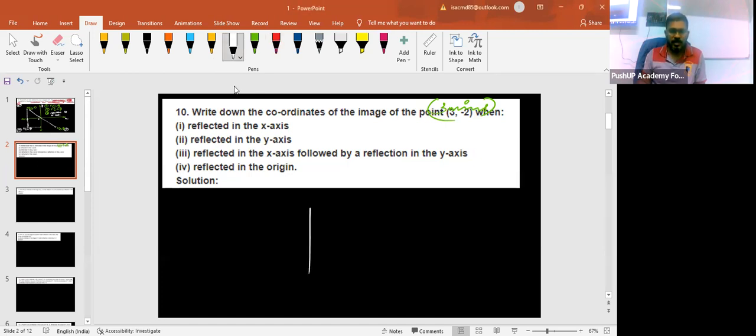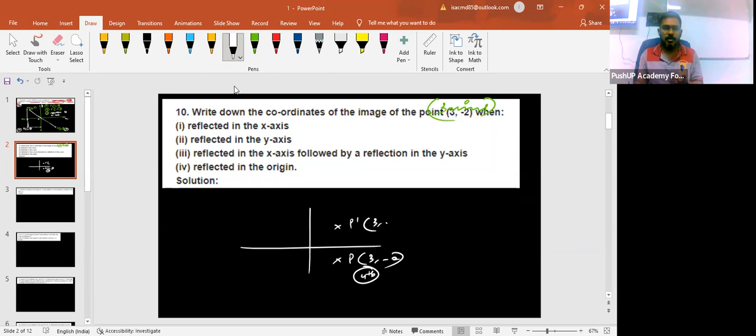So if you draw that xy plane, 3 minus 2, x is positive, y is negative. Which quadrant? Fourth quadrant. Very good. So here is your fourth quadrant. And let me take the point P over here, which is 3 comma minus 2. Now children, reflected in the x-axis, obviously it goes to the first quadrant. So P dash is what? 3 comma positive 2, because in the first quadrant both are positive.